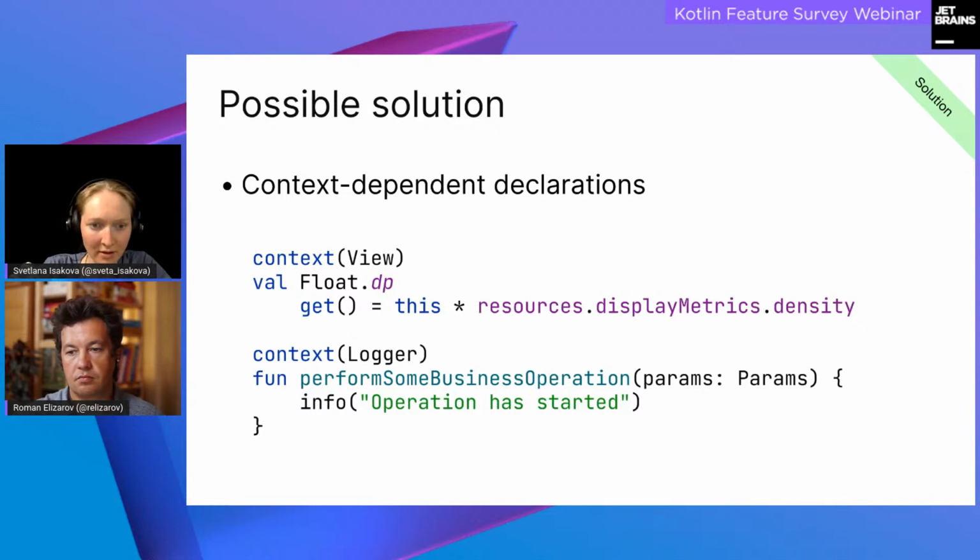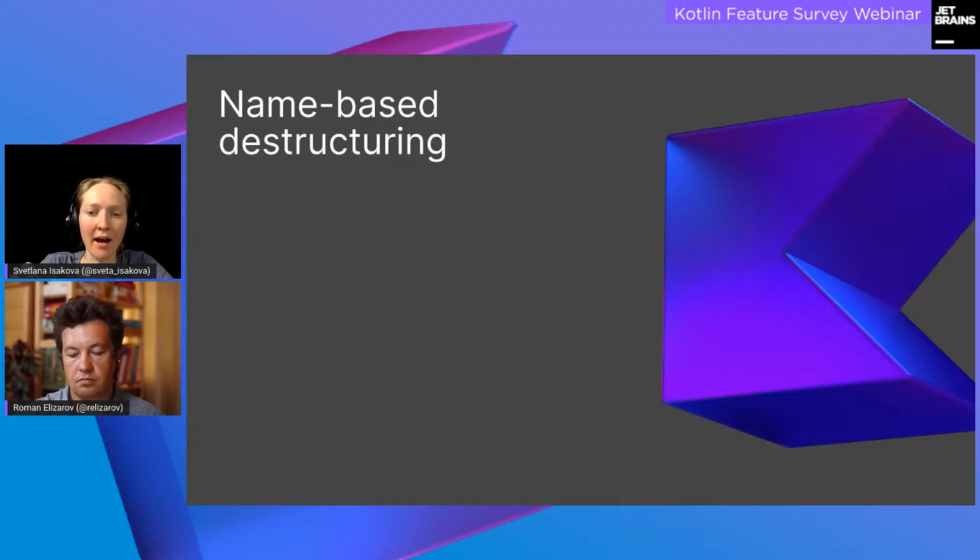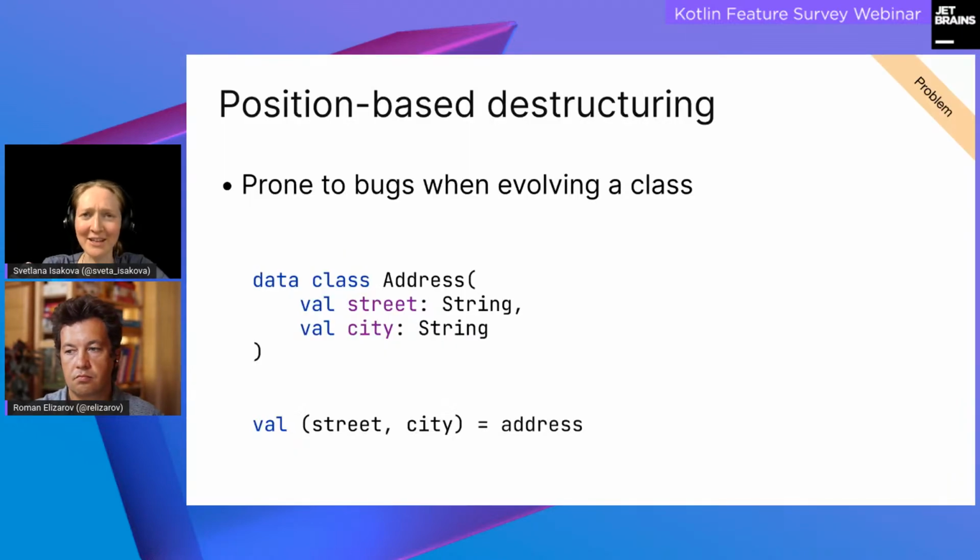Then let's move on. The next feature is a known point of complaints from the Kotlin community. Of course, you have this cool feature, name-based destructuring, that works well with some cases, but with some other cases it doesn't work that well, and there is also advice to avoid it.